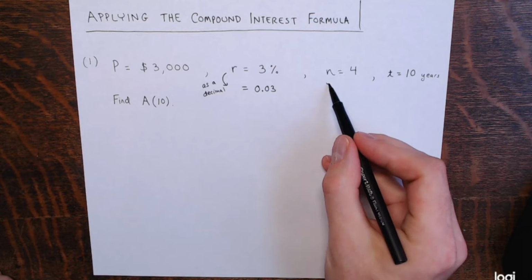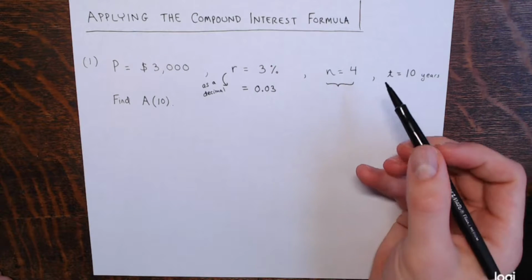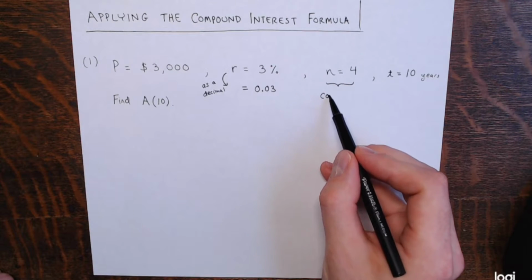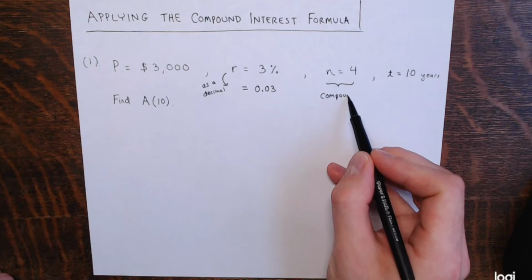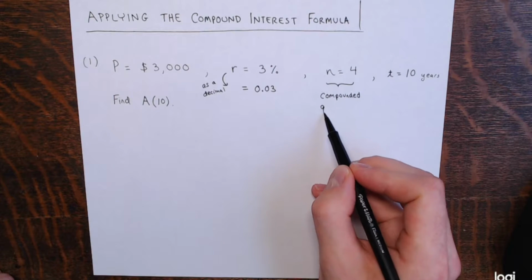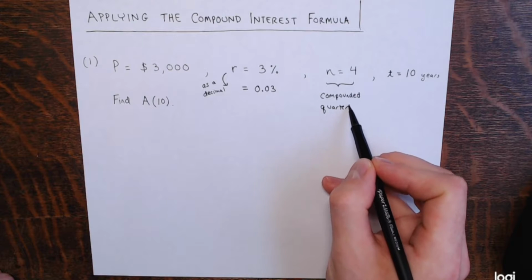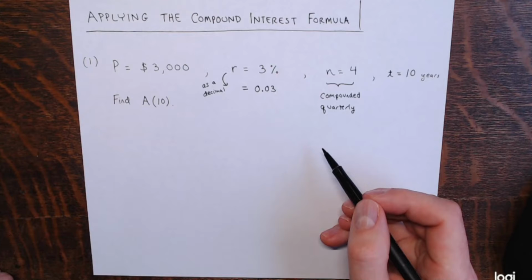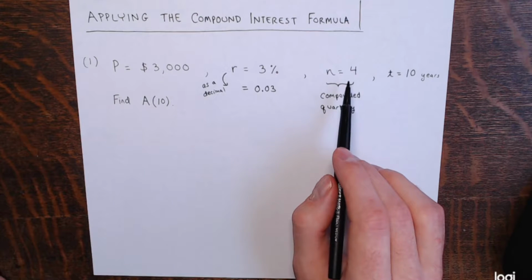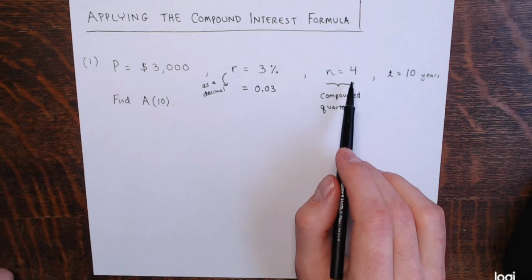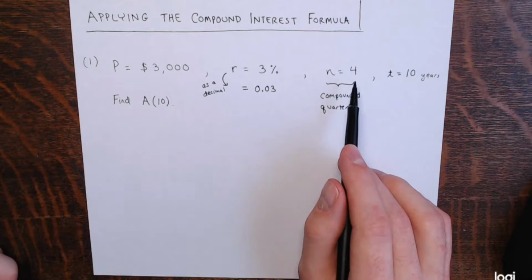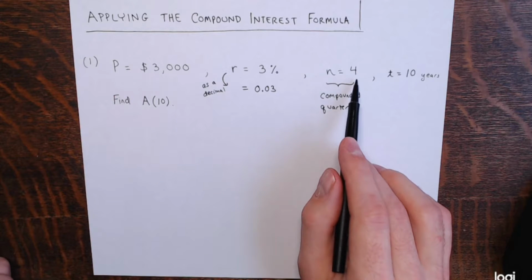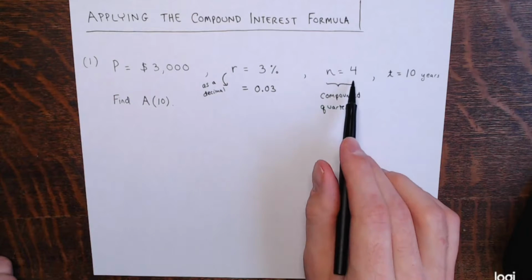N, remember that was equal to 4, right? Because they said that interest was compounded quarterly, meaning that interest would be added 4 times in a year. If it's compounded annually, that's once a year and would be 1. Compounded semi-annually would be twice a year and would be 2. Compounded quarterly is 4 times a year.